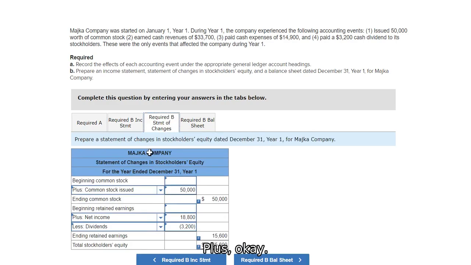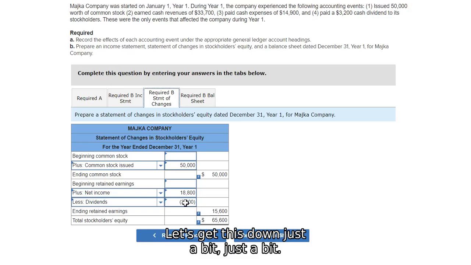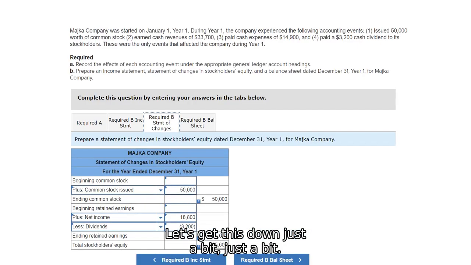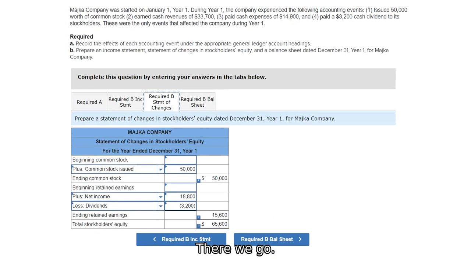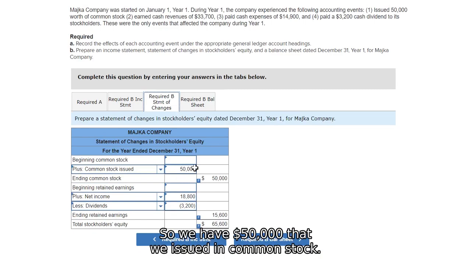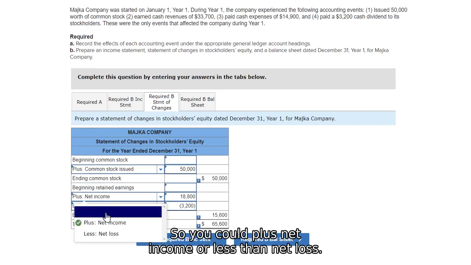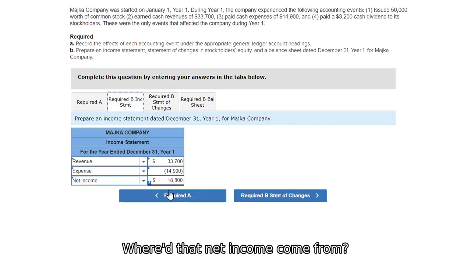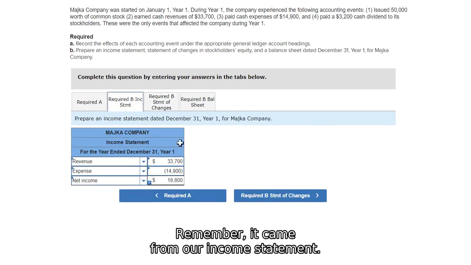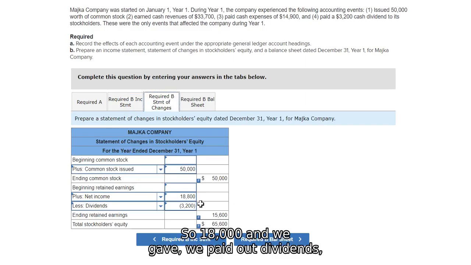Okay, so it's changes in stockholders' equity. Let's scoot this down just a bit. There we go. So we have $50,000 that we issued in common stock. So there's our ending common stock. There's our net income. Where'd that come from? So you could plus net income or less a net loss. Where'd that net income come from? Remember, it came from our income statement. So 18,000. And we paid out dividends.